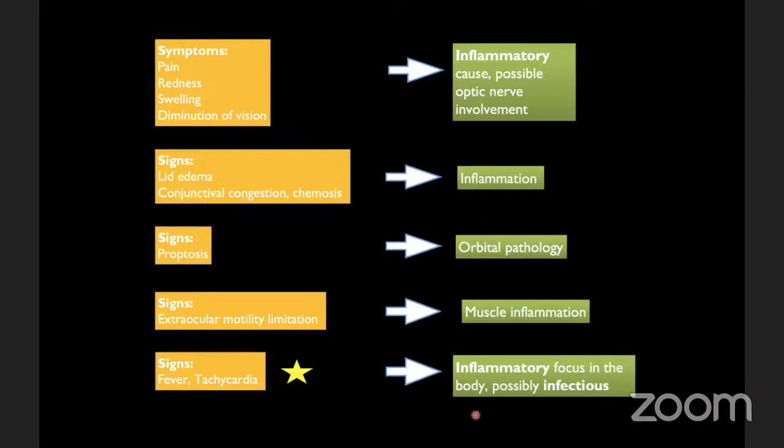And like I mentioned, the sign of proptosis, when that is picked up, obviously it means that the orbit is involved. So there is an orbital pathology that is going on. And when there is restricted ocular motility, the muscles are infected. And when we elicit systemic signs like fever and tachycardia, you know that the focus of infection is somewhere in the body, and possibly it is an infectious or an infective pathology.